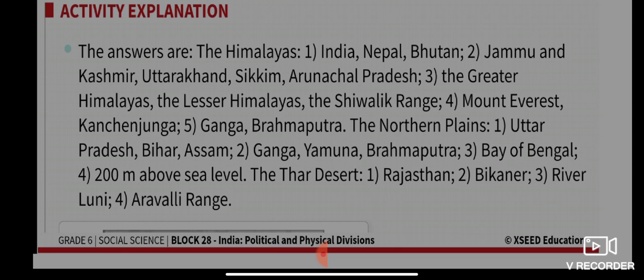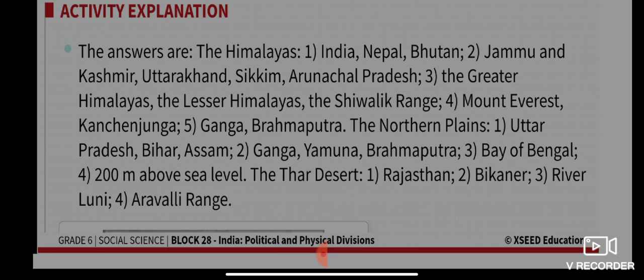And the two rivers from which the Himalayas flow are the Ganga and Brahmaputra. And the northern plains: Uttar Pradesh, Bihar and Assam fall under the northern plains, and the rivers that flow are Ganga, Yamuna and Brahmaputra, into the Bay of Bengal. And the land is mainly 200 meters above sea level.